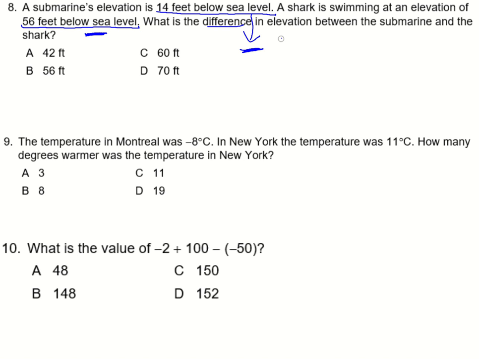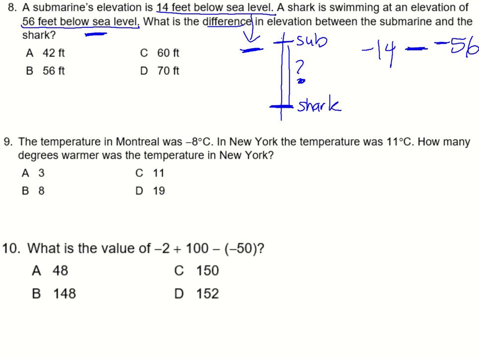So we need to kind of draw a picture, right? So here's my submarine. I'm going to write sub because I can't even imagine drawing that. And then here is my shark. Remember if we're trying to find the space in here, we're trying to find the difference between them. Difference is subtraction. So it's openly telling me it's a subtraction problem. You can see in the picture, the submarine is up higher, so we're going to put that first. And then we want to subtract that negative 56 like this.